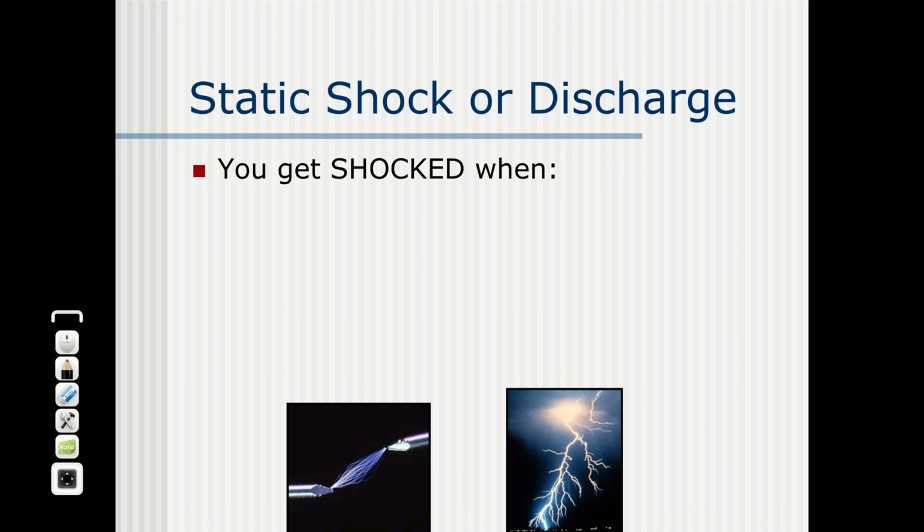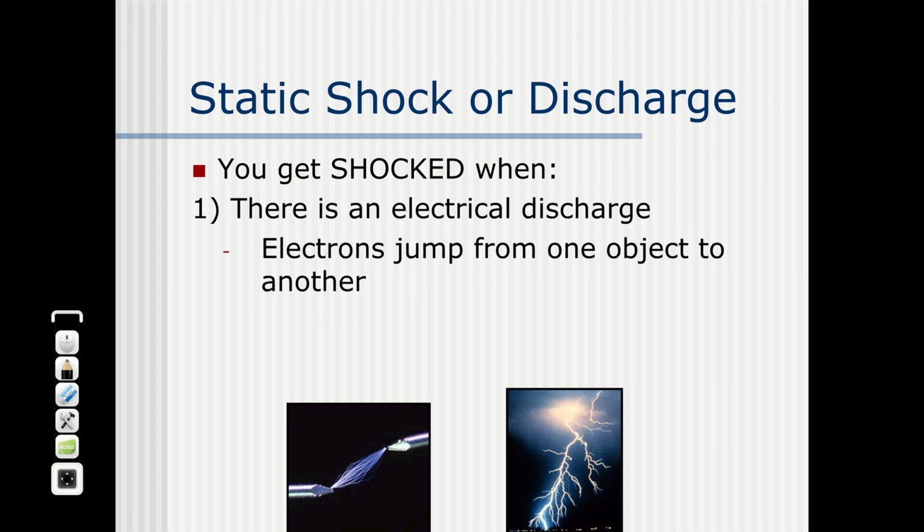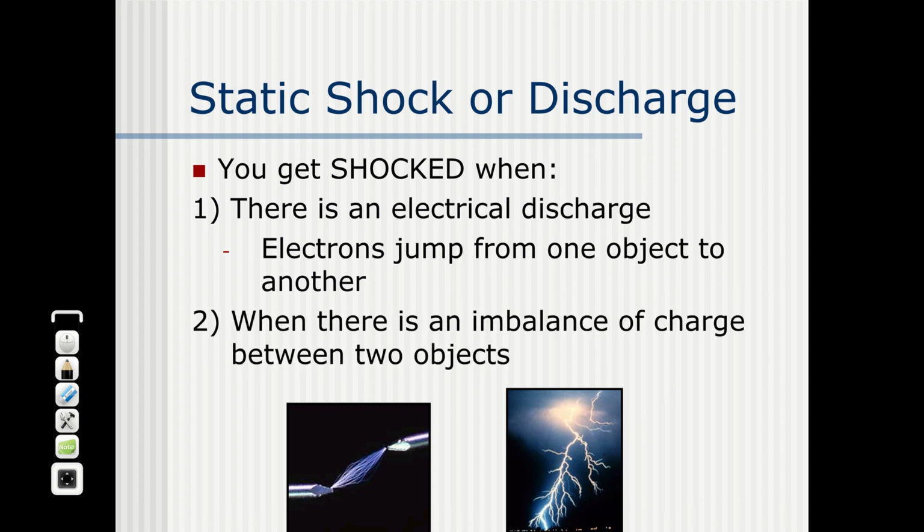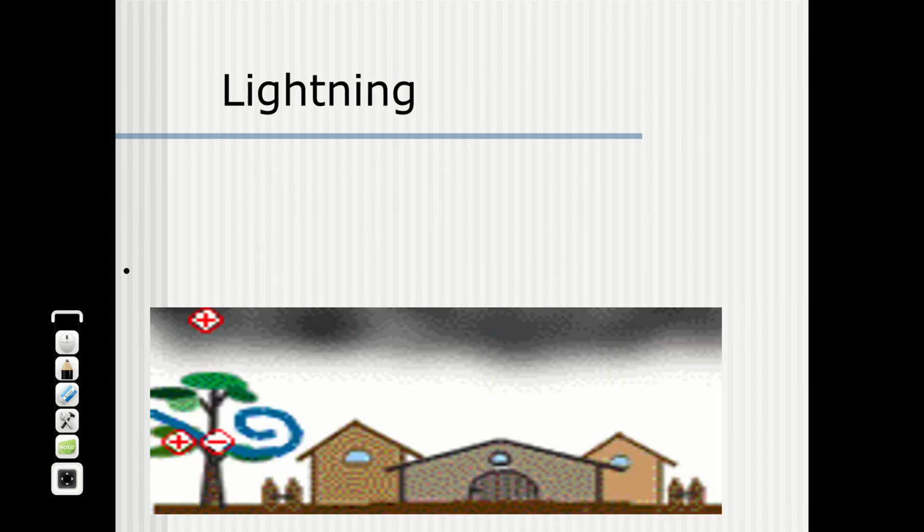All right? So what are other sources of this static shock or discharge? Basically, you get shocked when those electrons are moving from one object to another. Okay, that is called an electrical discharge. This occurs when there's an imbalance of charge between the two objects. The most extreme example of this is lightning.